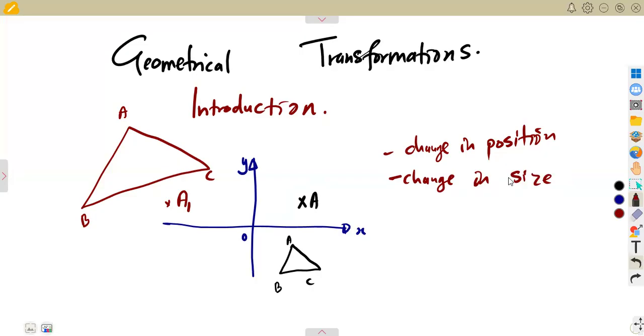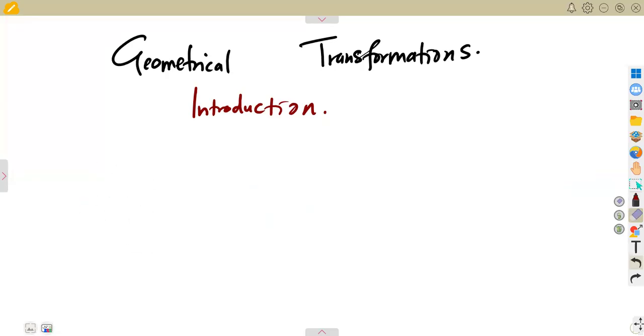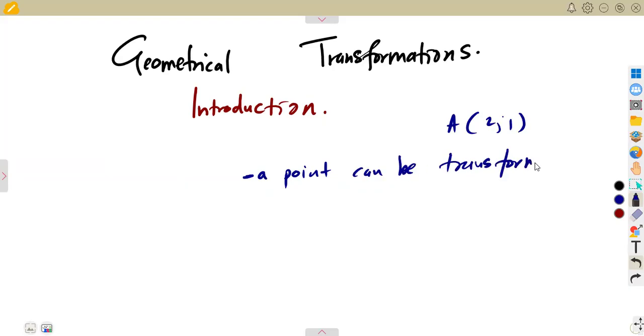So you need now to describe that change in size. All right, so like I said, this will be our transformation. A transformation simply means a point can change its position. So a point can be transformed. When I'm talking about a point, A is a point, maybe (2, 1). You can transform a point.